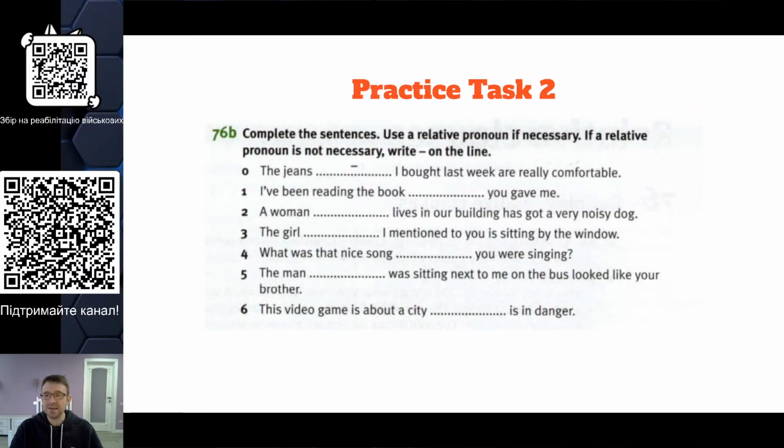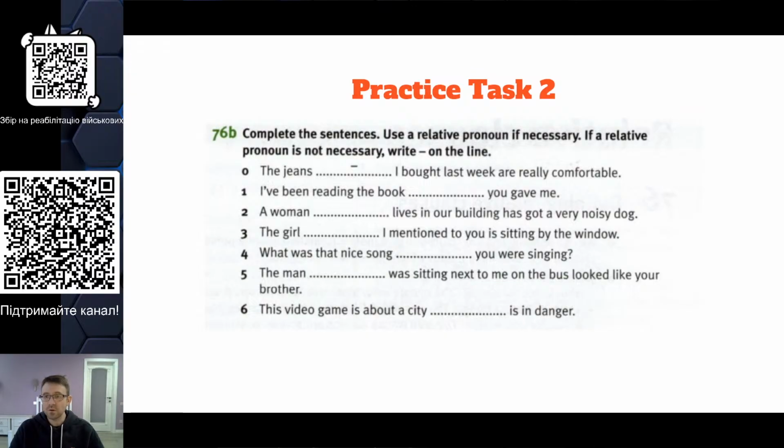Number two, here there's a couple of possibilities. Here you can say a woman who lives in our building or a woman that lives in our building. Here we do need to use something because here it is the subject of the relative clause. The woman lives in our building, so the woman is the subject. So who or that, both are fine here.